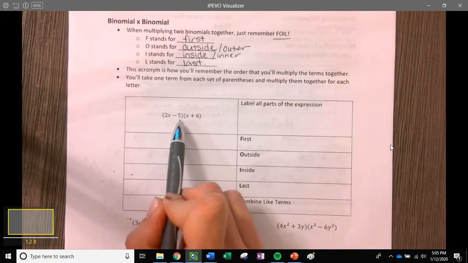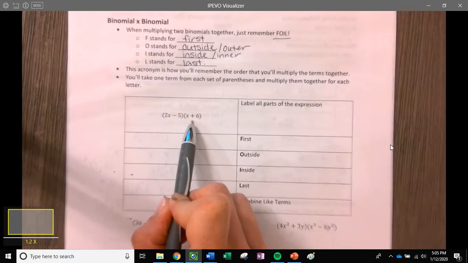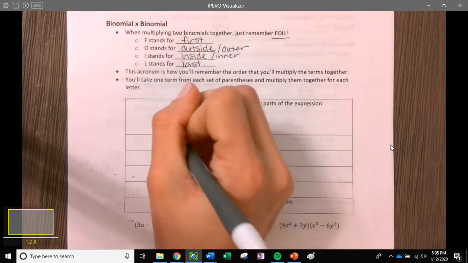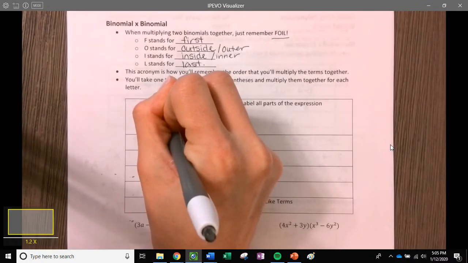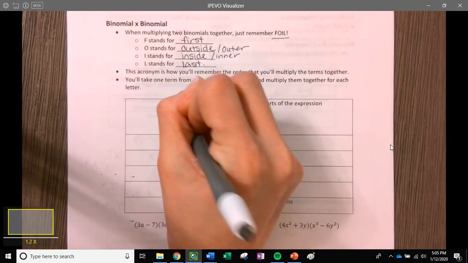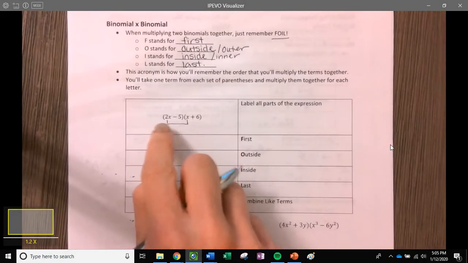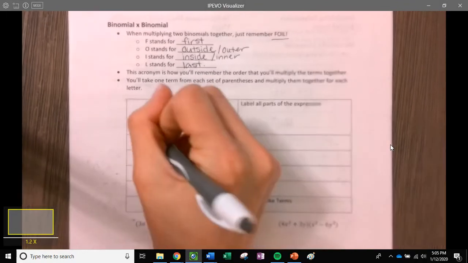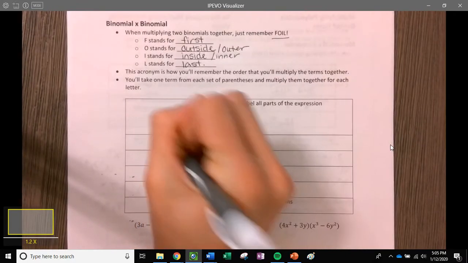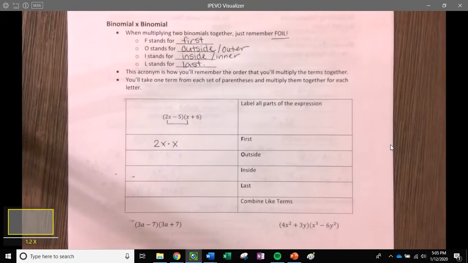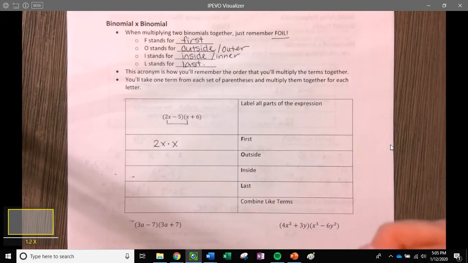2x minus 5 times x plus 6. So these will be the first terms. 2x and x are the first terms in both sets of parentheses. They come first in their sets of parentheses. So 2x times x. Okay, let's label all these first and then we'll come back and do the actual multiplication.